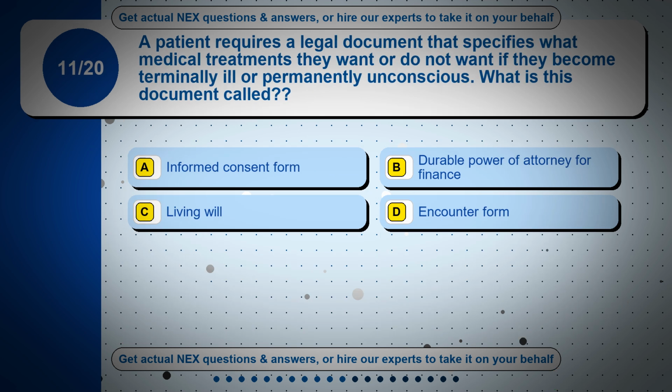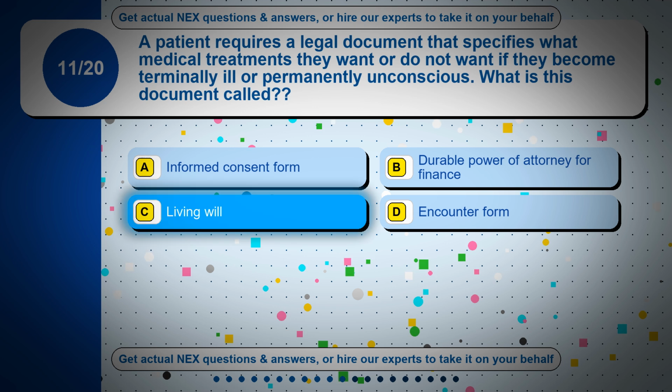Question 11. A patient requires a legal document that specifies what medical treatments they want or do not want if they become terminally ill or permanently unconscious. What is this document called? Option A, informed consent form. Option B, durable power of attorney for finance. Option C, living will. Option D, encounter form.